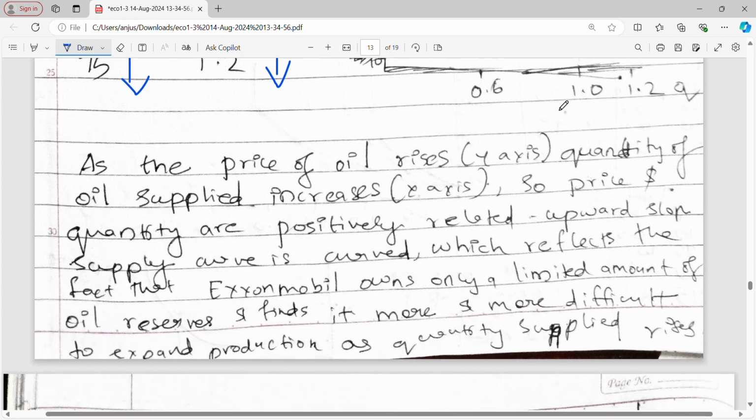So you can note down this part. Just take a screenshot or something, or you can pause the video and write it.